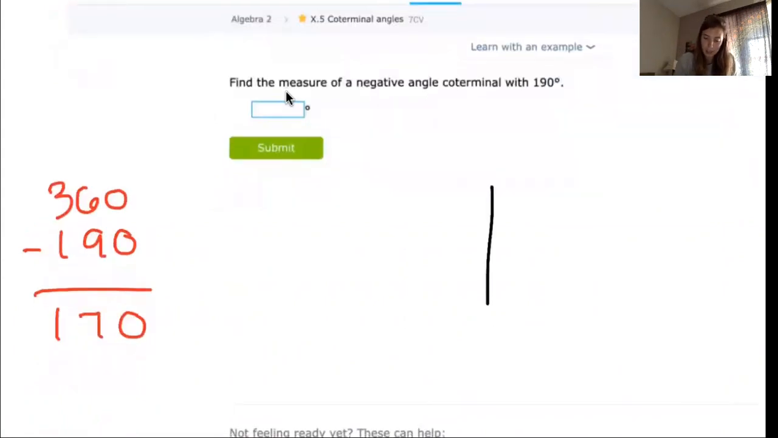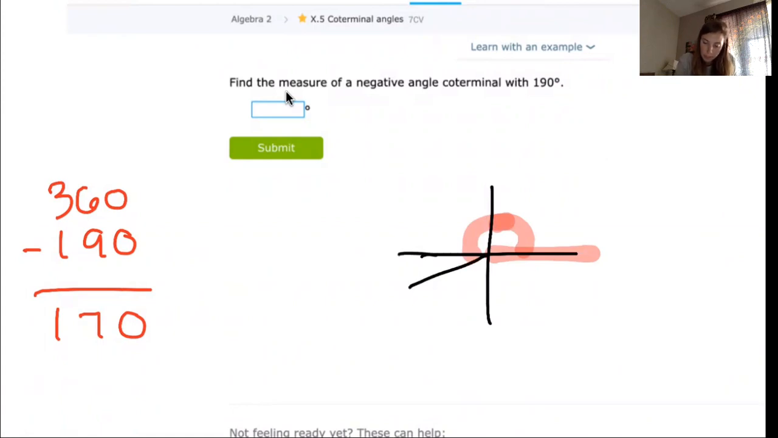So on my axes here, a positive 190 degrees, that means I'm going this way. So that would be 90 degrees, this would be 180. So 190 is going to be very close to 180, right?